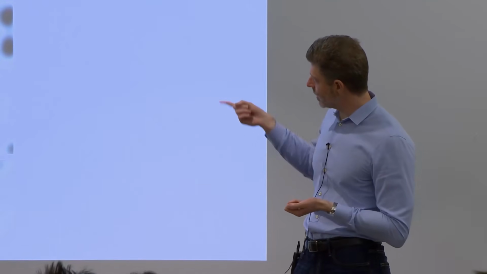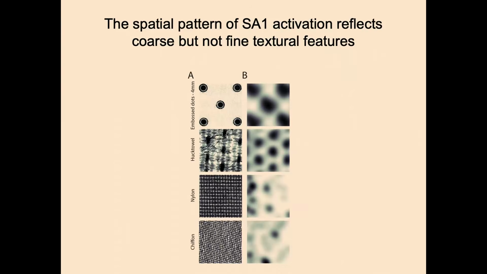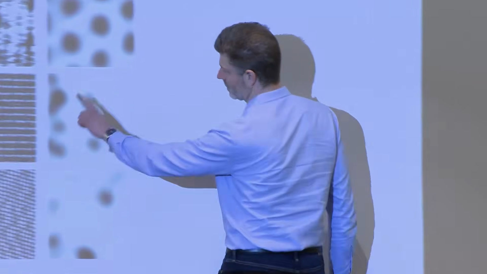But you can see that it's really only the very coarse texture features that end up showing up in the spatial pattern of the responses. And so this fine-grained stuff that you can see in nylon and chiffon just doesn't really make it into the receptor responses as analyzed spatially.